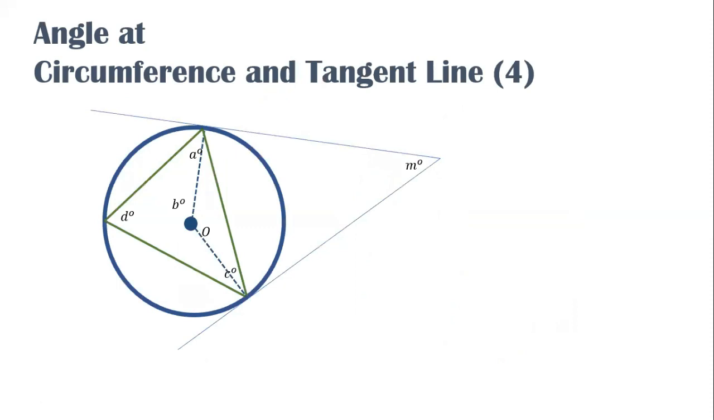Angle at circumference and tangent line. This is the four pointers. What is a tangent line? Okay, we'll discuss it later. Students, let's say this one is D degrees, A degrees, and then this one is the angle at center. Let's say B degrees, and this one is C degrees.